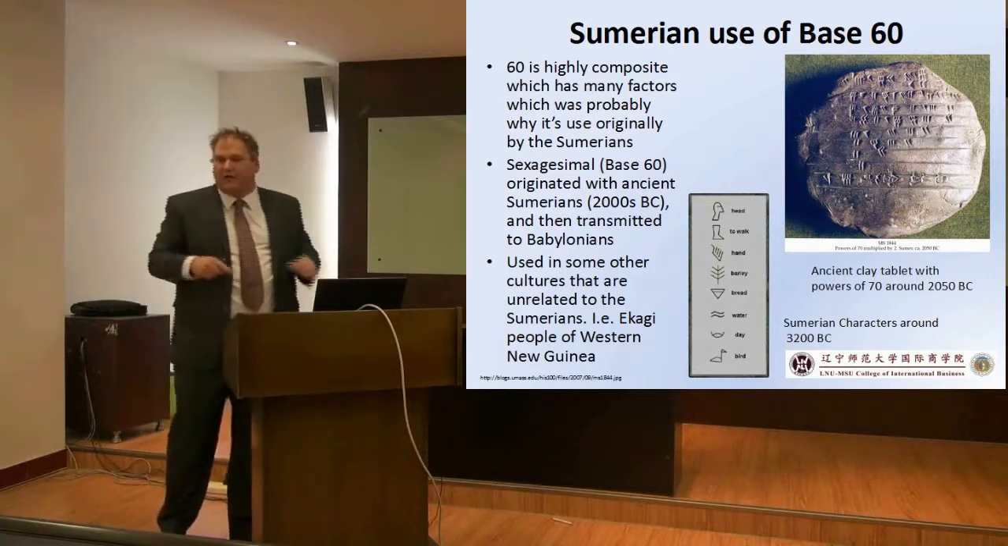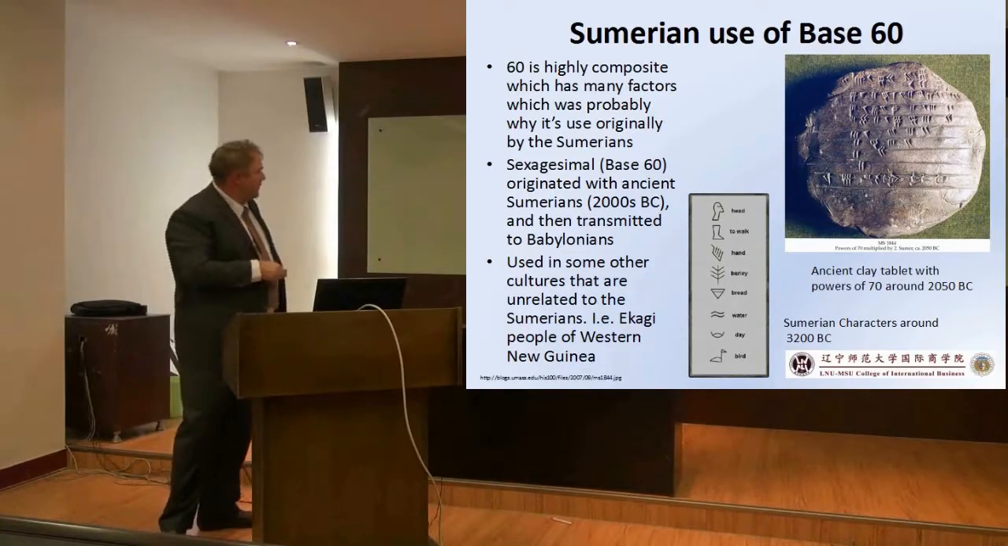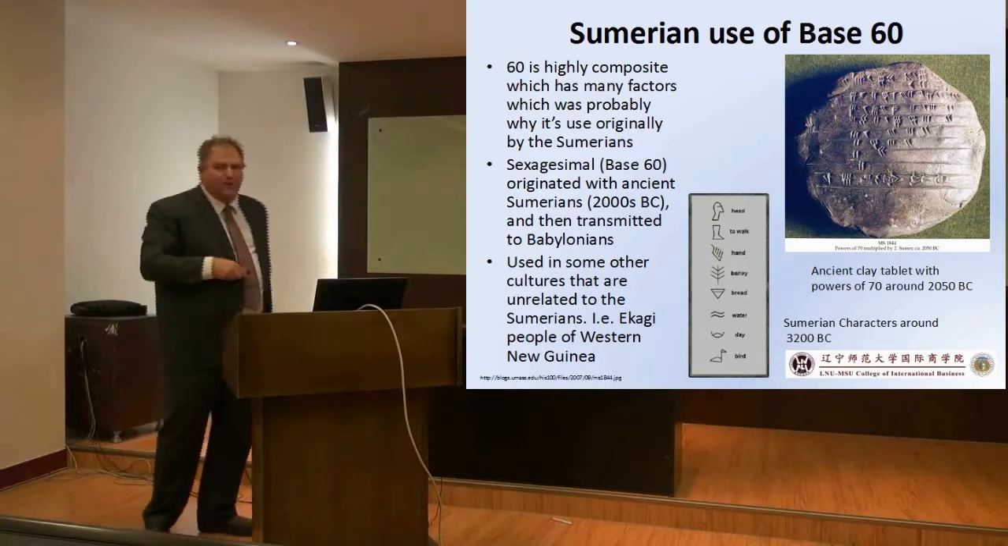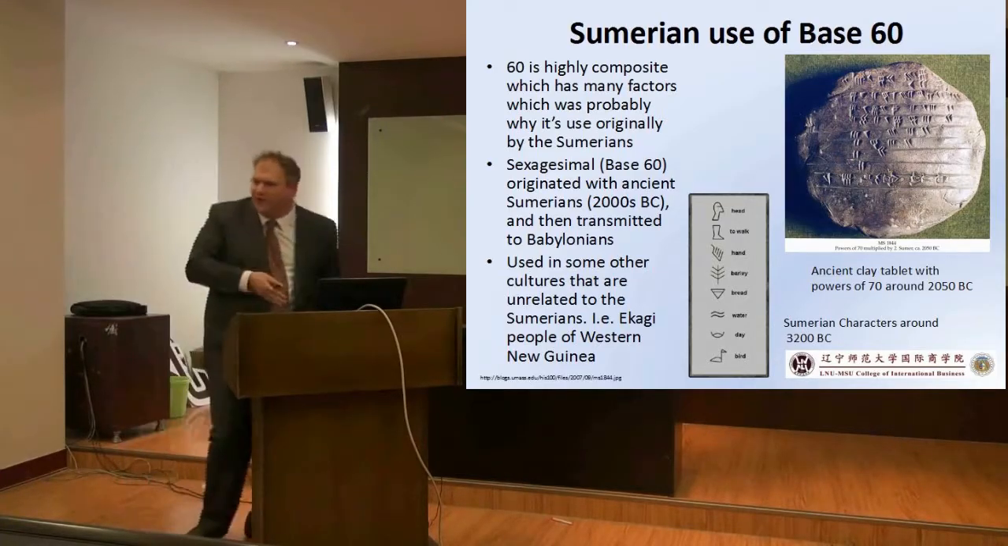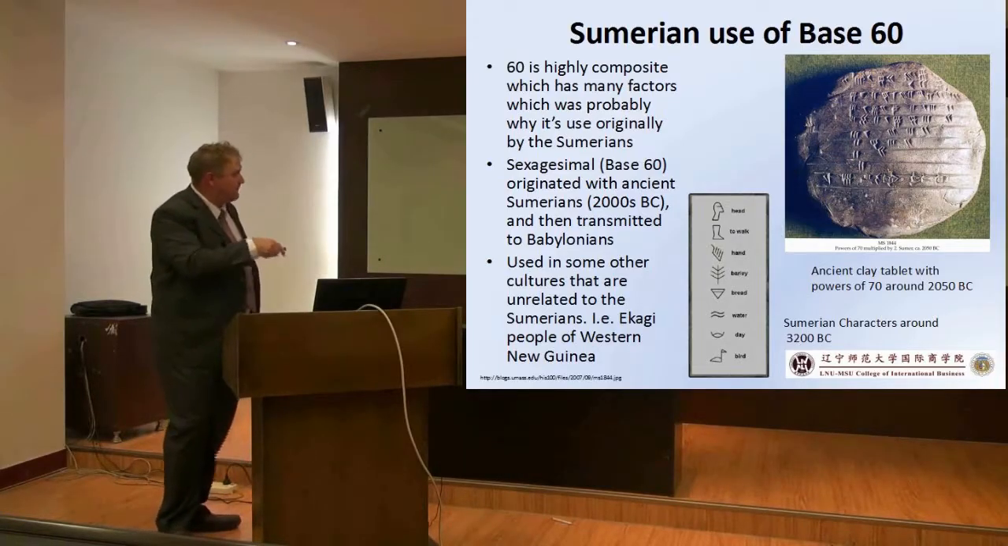Okay, so there's a lot, right? So that idea still carries forward. It's called the sexagesimal base, and it probably originated with the Sumerians. So the Sumerians were there before the Babylonians. Okay, and this is some of the Sumerian symbols.